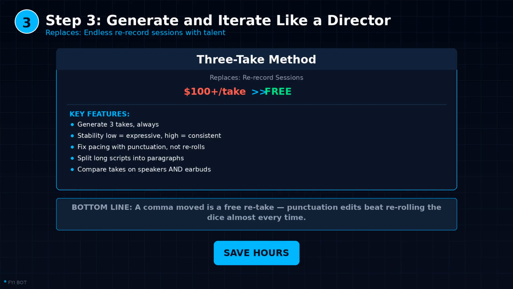Now, the trick that saves the most time: when a line sounds wrong, resist the urge to re-roll first. Listen again. Odds are the problem is pacing. 9 times out of 10, adding a comma or splitting a sentence fixes it. And a punctuation edit is instant and free, while a re-roll is a fresh gamble.